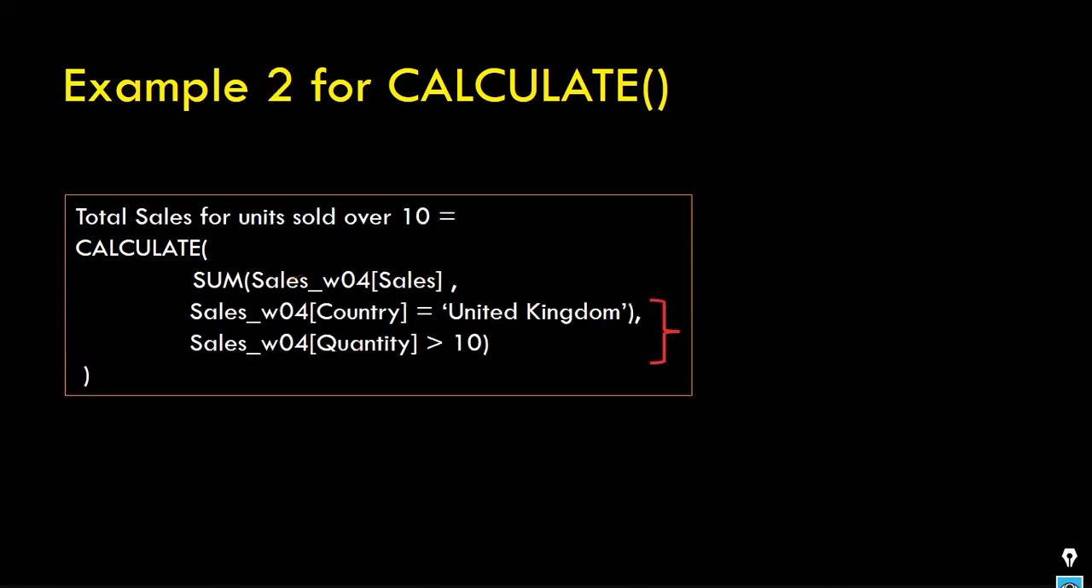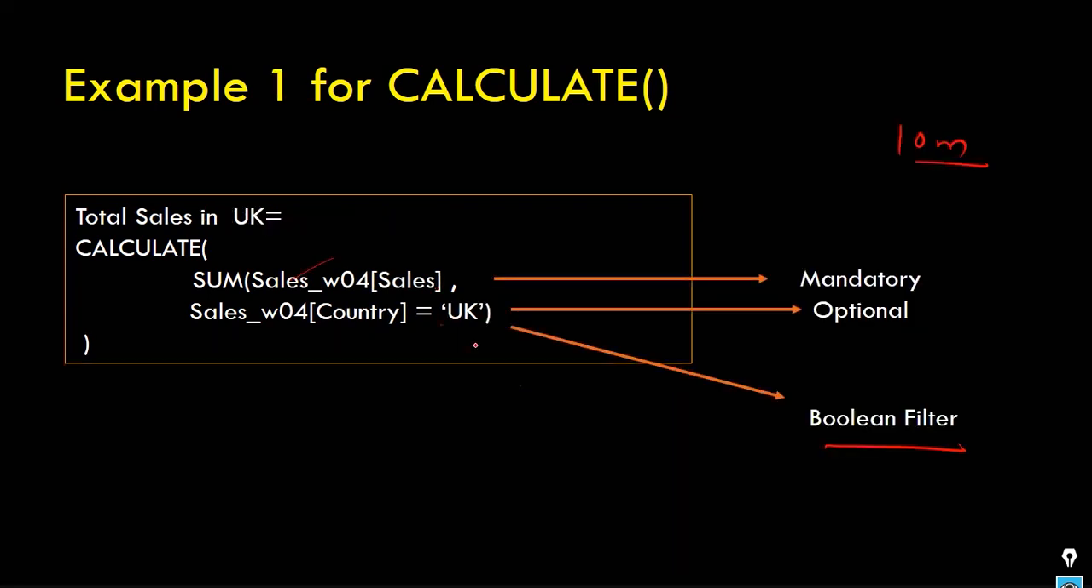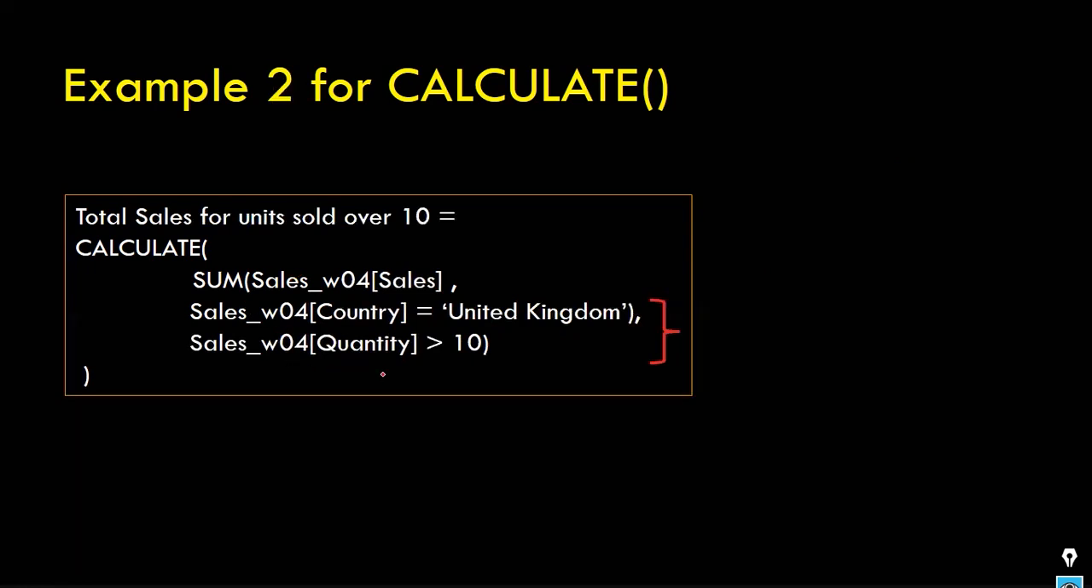And also I discussed that you can use more than one filter condition. Earlier, I have used only one filter condition, United Kingdom. Now I added another condition. So the expression, comma, filter 1, comma, filter 2. In this case, the quantity, units sold more than 10. So we are interested in the total sales for units sold more than 10 in United Kingdom. We wanted to see the total sales. So in that case, we have used two filter conditions.